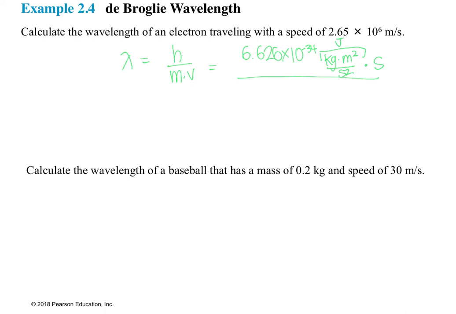Now the mass of an electron, we saw that it was 9-ish times 10 to the negative 28 grams. Well, this is equal to 9.11 times 10 to the negative 31 kilograms. You could look that up, and I would give that to you on an exam. And then our speed here is 2.65 times 10 to the 6 meters per second. So if we plug this into our calculator, we get that the wavelength of our electron is 2.74 times 10 to the negative 10 meters, which is about 0.274 nanometers.